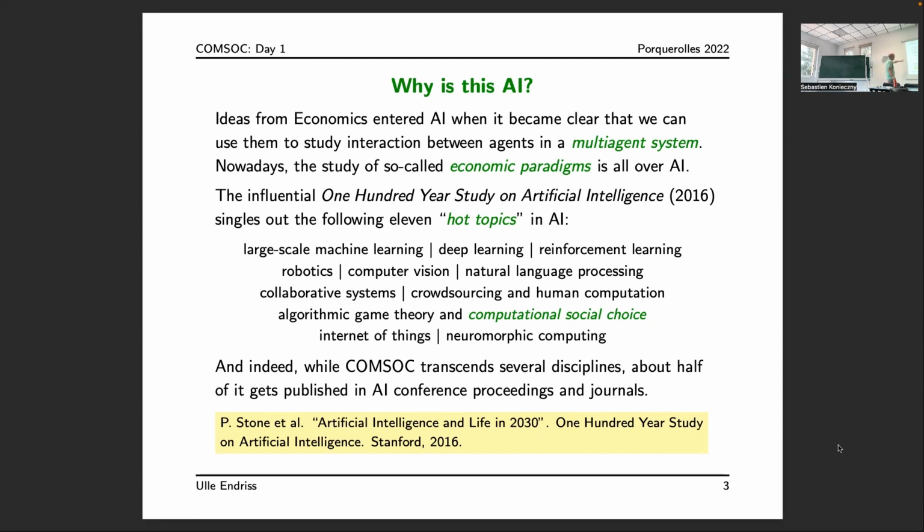I've put them here. So there's the usual machine learning stuff. So you would expect that. Then there are robotics, computer vision, NLP. So the most obvious examples of AI, I would say, where you can really see something's happening that looks a bit like what humans do. So of course, that continues to be very, very important in AI. There's this neuromorphic computing, which I don't know what it is, but then all the rest, I would say, fits under multi-agent systems: crowdsourcing, algorithmic game theory, computational social choice, human computation, collaborative systems, Internet of Things. So they're all about different agents interacting with each other to get a better result than we would get if we just were to design a single agent that does this job for us.